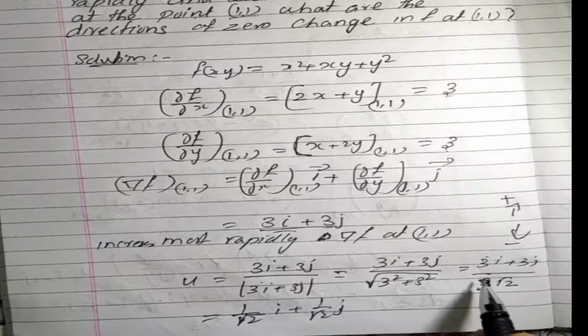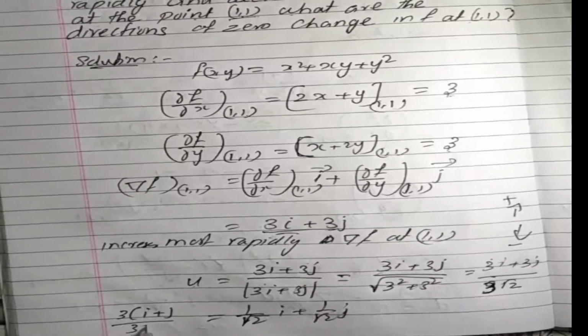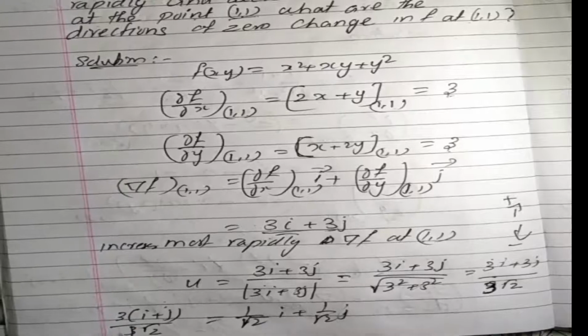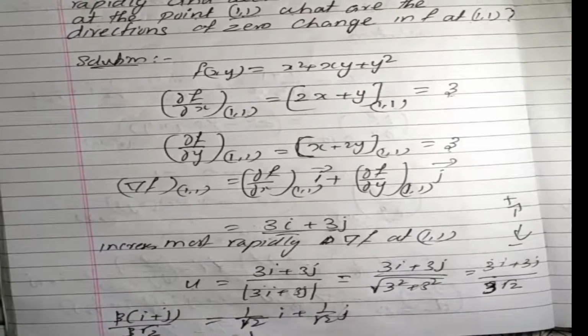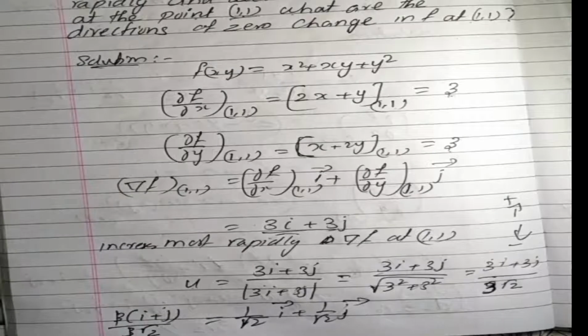Then cancel the 3 and 3. Take 3 outside: 3 of (i plus j) divided by 3 root 2. The 3 cancels, and we get 1 by root 2 i vector plus 1 by root 2 j vector. I think this much is clear. Then going to the remaining steps.